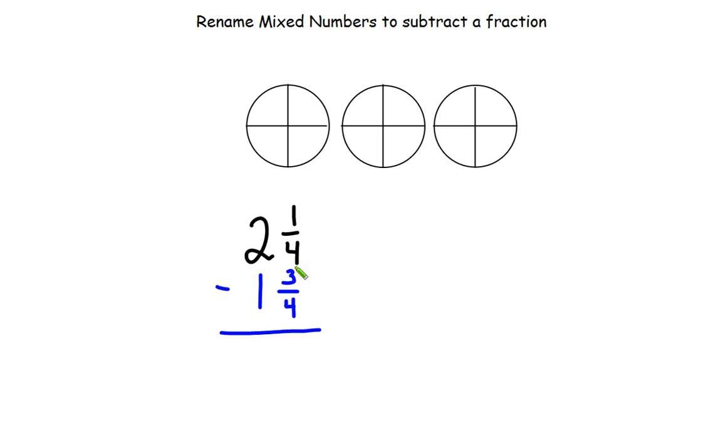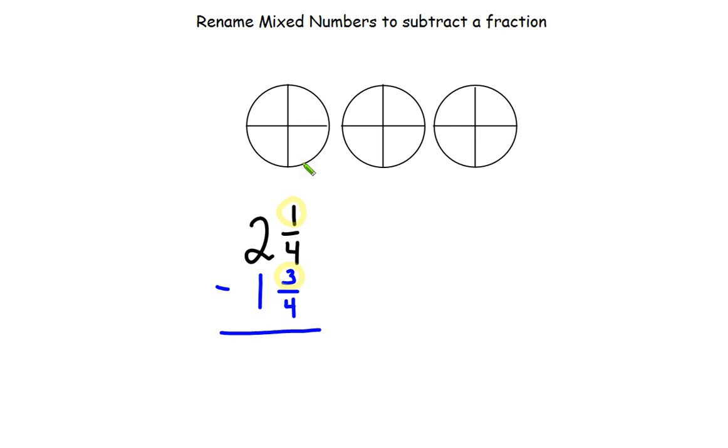But as you can see, the numerator in the bottom mixed number is greater, again, than the numerator in the top mixed number. So in order to work out this problem using a diagram, what I've drawn here is 3 full circles. And the circles here represent the greater mixed number. And the reason I have 3 is because I have 2 wholes and 1/4 of the next whole. So I have to have 3 wholes.